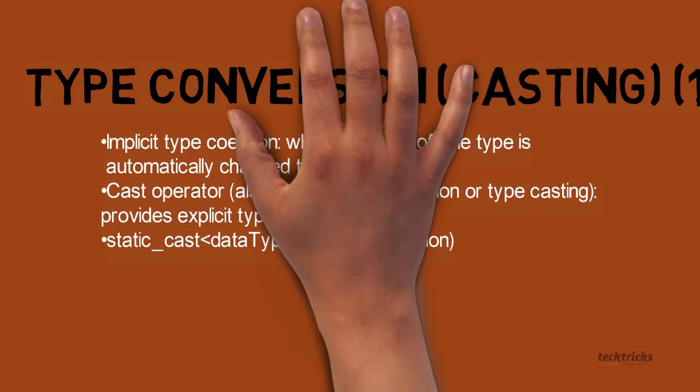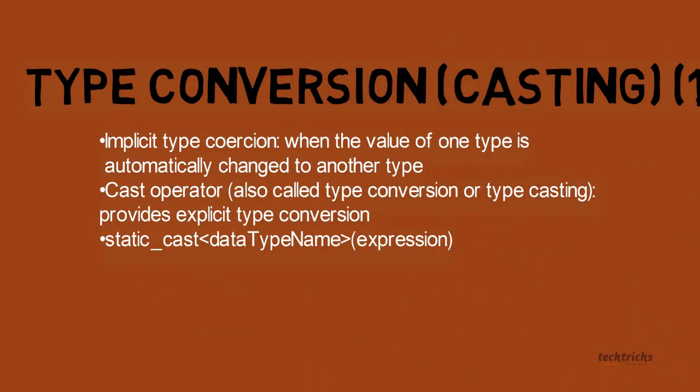Cast operator, also called type conversion or type casting, provides explicit type conversion. This is the formula used for conversion.